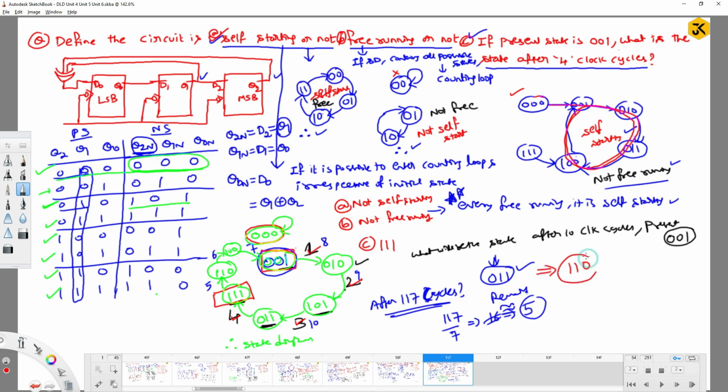So 110 after 117 clock cycles. Like this, your GATE questions may come. I hope you understood clearly.